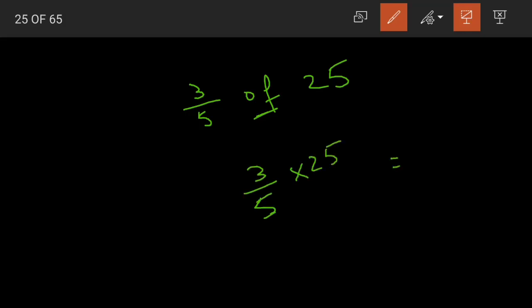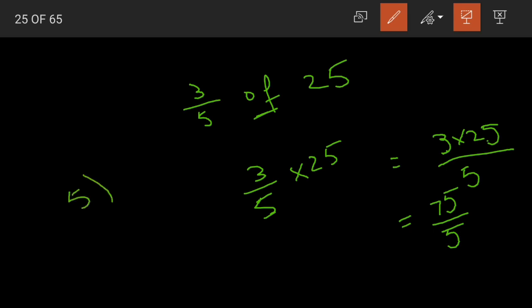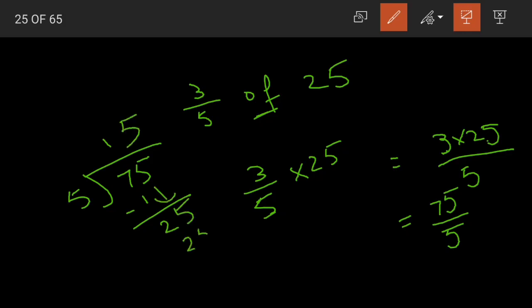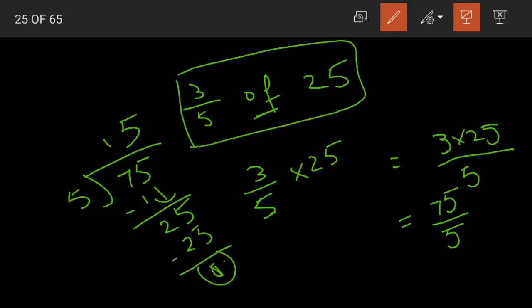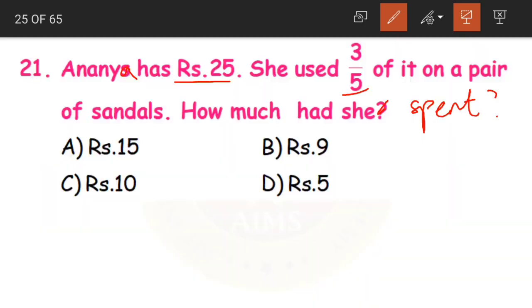Now how do we multiply, children? 3 into 25, multiplying the numerators, divided by the denominator. 3 into 25 is 75, divided by 5. When we divide 75 by 5, 5 ones are 5, 2 brought down, 2 remaining, 5 brought down, 5 5s are 25. When we subtract, 0 is our remainder. So 3 by 5 of 25 means 15 rupees.